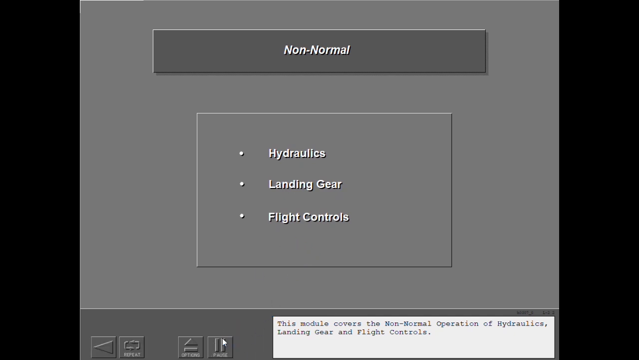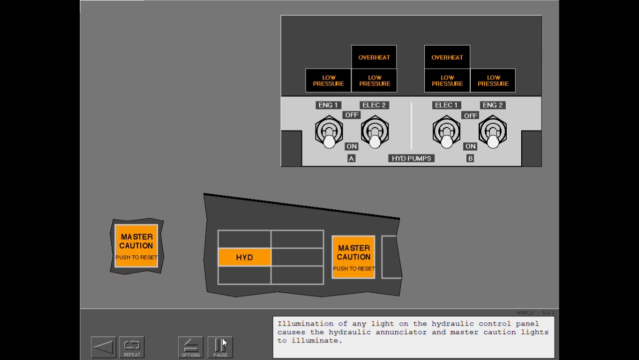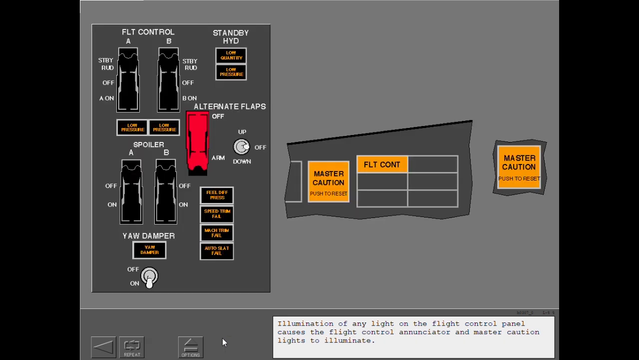This module covers the non-normal operation of hydraulics, landing gear, and flight controls. Illumination of any light on the hydraulic control panel causes the hydraulic annunciator and master caution lights to illuminate. Illumination of any light on the flight control panel causes the flight control annunciator and master caution lights to illuminate.